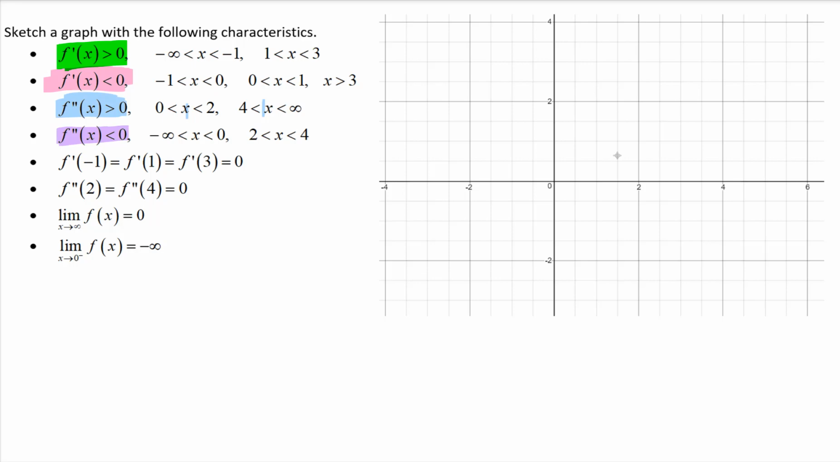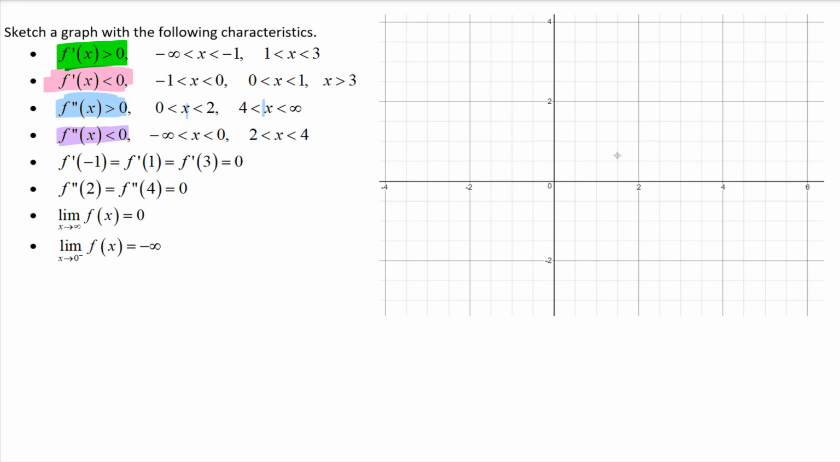And then next we have f double prime of 2 is equal to f double prime of 4, which is equal to 0. And you know what those are? Those are possible inflection points. Not necessarily, but that's where they will occur. Or where it doesn't make sense.